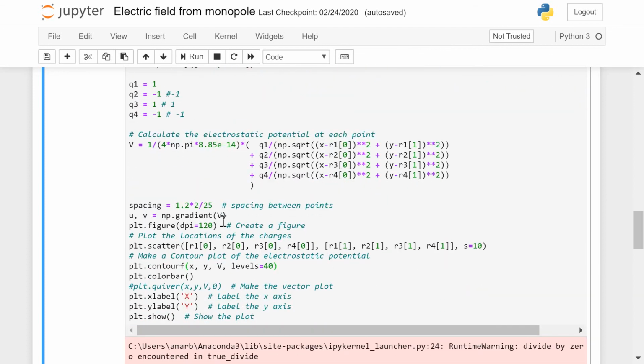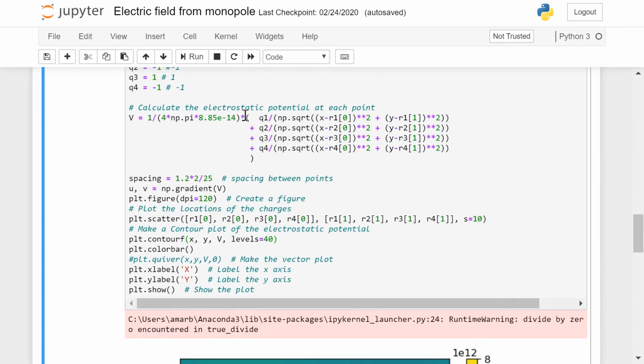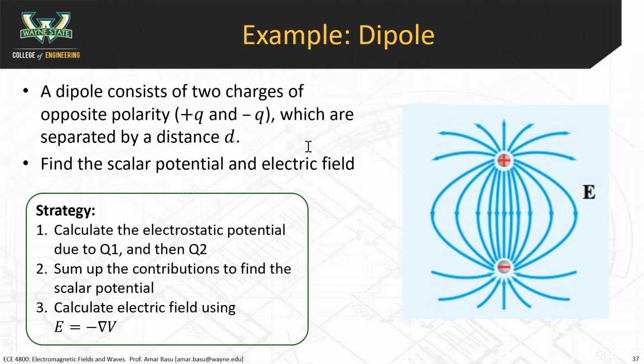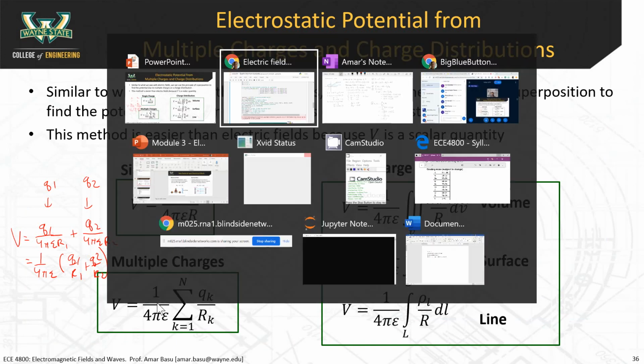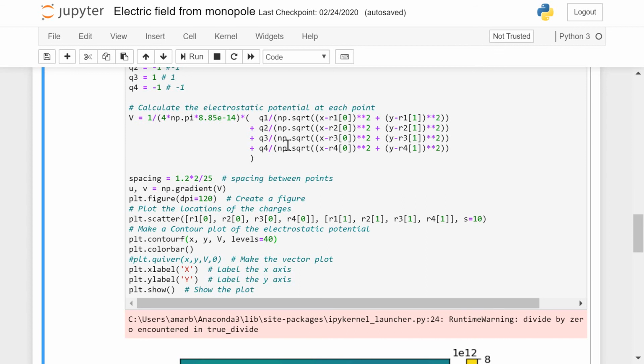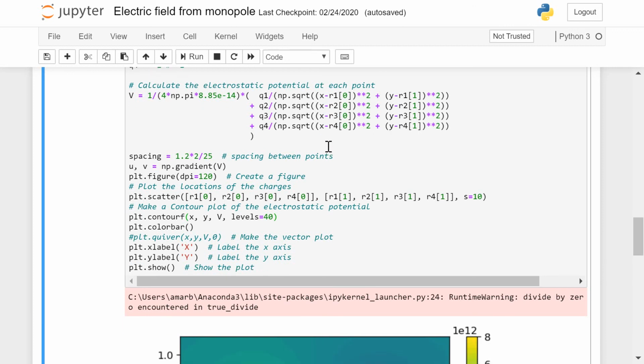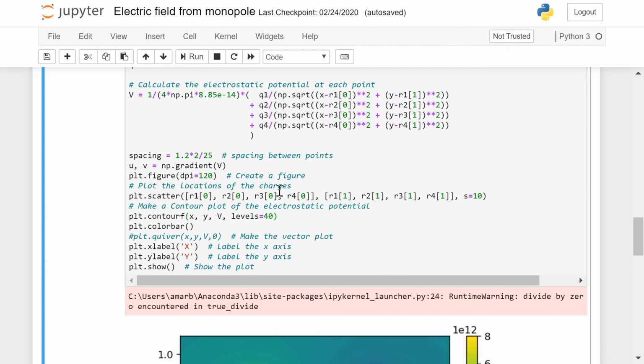The next part is where we actually calculate the electrostatic potential. And all we're doing here is literally just using this equation for multiple point charges. There's nothing fancy that we're doing here. We're just adding up all the contributions of each one of those charges. Okay, so here's your 1 over 4 pi epsilon, and then we multiply by the summation of Q over R contributions for each one of those.